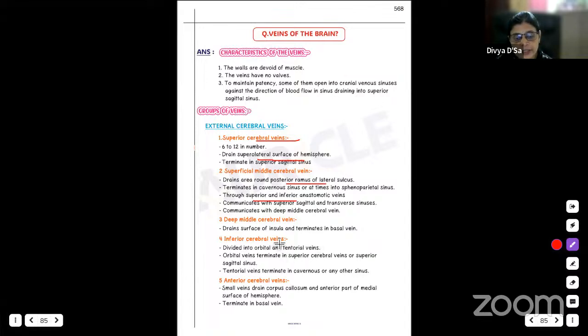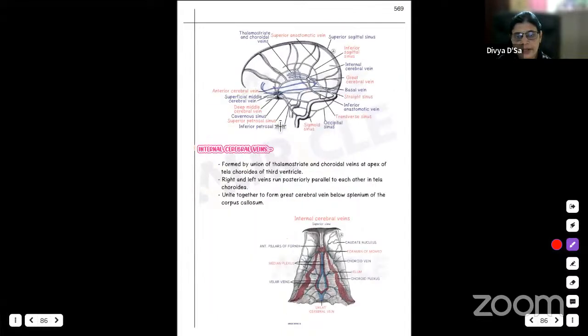The inferior cerebral veins we divide into orbital and tentorial veins. The orbital veins terminate in the superior cerebral veins or superior sagittal sinus. Tentorial veins drain into the cavernous or other sinuses in that region. The anterior cerebral veins are small veins that drain the corpus callosum as well as the anterior part of the medial surface of the hemisphere. They terminate again in the basal vein.